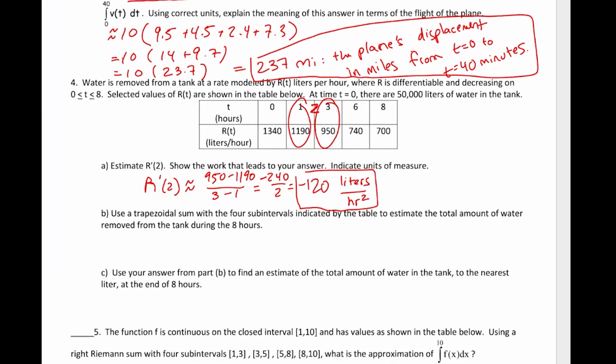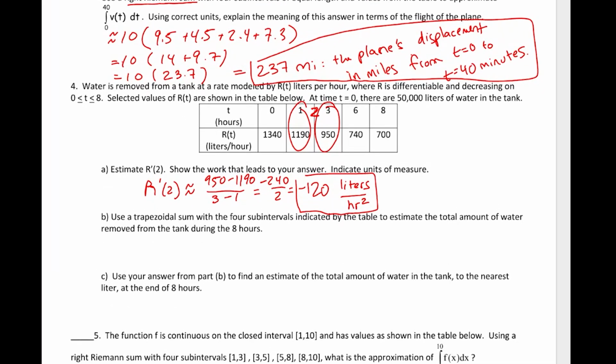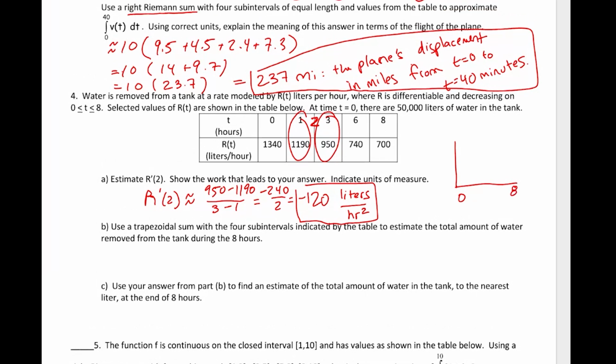All right. Part B, use a trapezoidal sum with 4 subintervals indicated by the table to estimate the total amount of water removed from the tank during the 8 hours. Now with the trapezoidal sum, if we envision what's going on here, let's go 0 to 8. I'm not going to draw this to scale, but all these R values are decreasing, right? We've got 1340, 1190, 950, 740, 700.